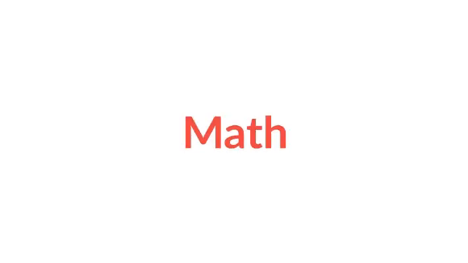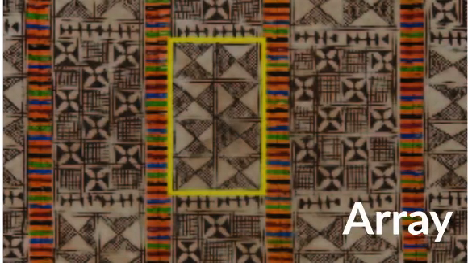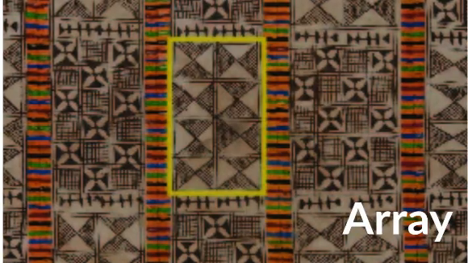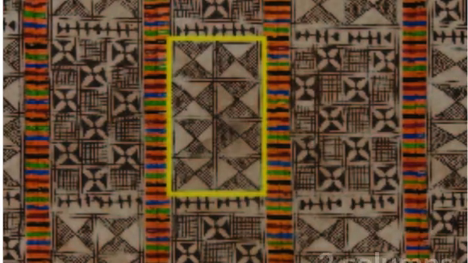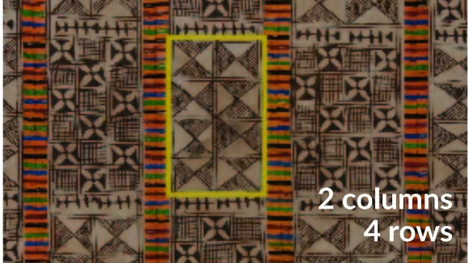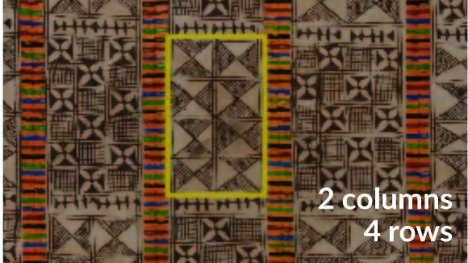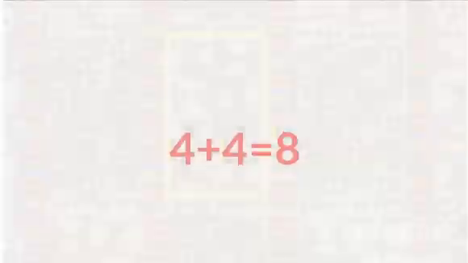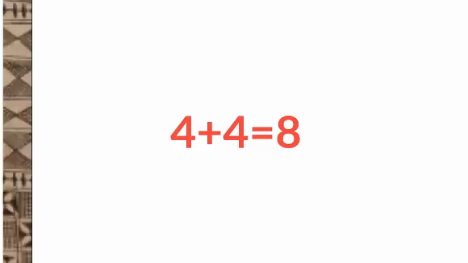And now, let's do a math activity. Look at this piece of Adinkra cloth. Do you recognize the part that has a yellow rectangle around it? In math, we call this an array. Children can use arrays to help them practice addition and multiplication. In this image, this array has 2 columns and each column has 4 rows. If we were to add up the symbols in those arrays, we would do 4 plus 4 equals 8.